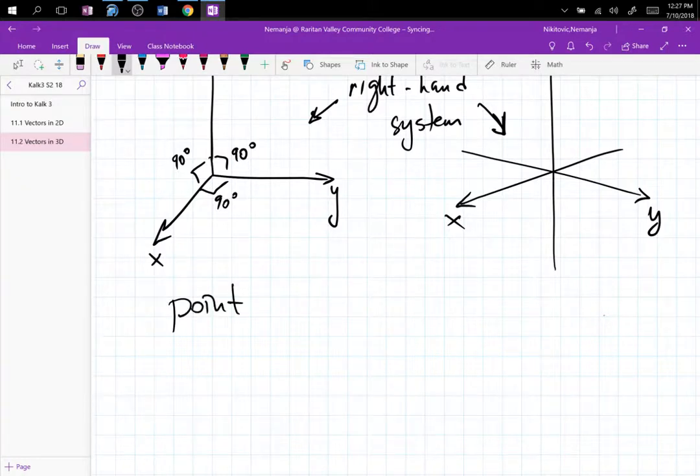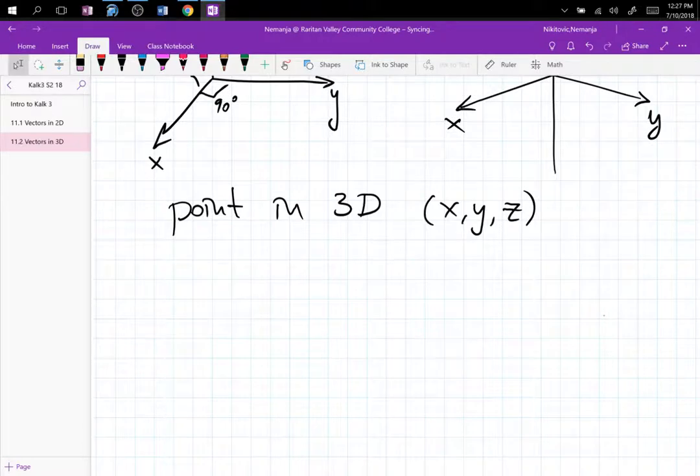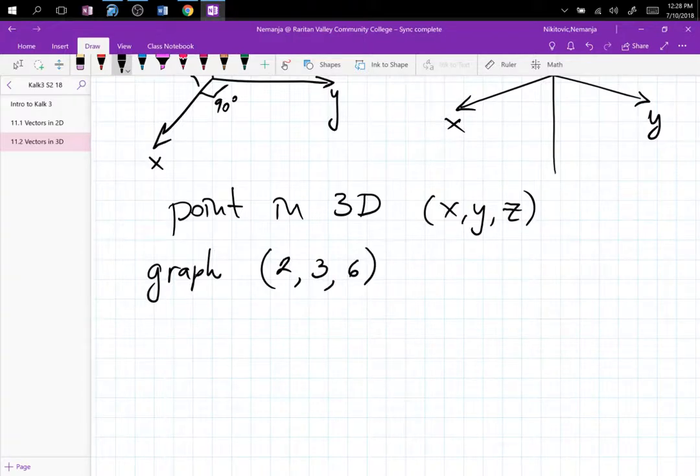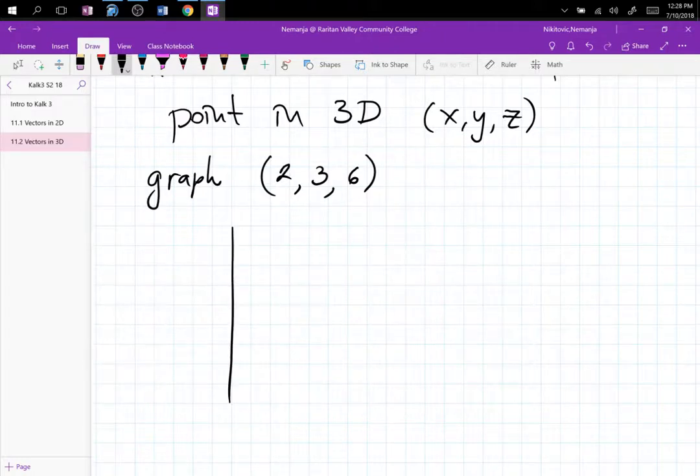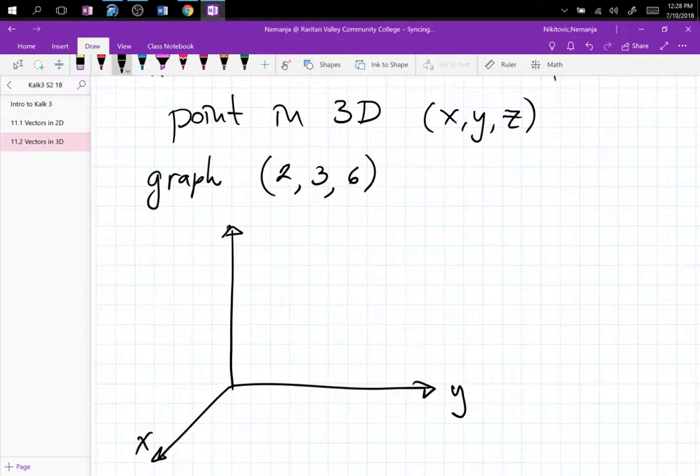Now, a point in 3D has x, y, and z coordinates. If we want to graph the point 2, 3, 6, we have to do it in order of the coordinates. So we start by graphing 2 first. That's the first coordinate. So at this point, you are at 2, 0, 0. Then we are going to create a parallel line to the y-axis.